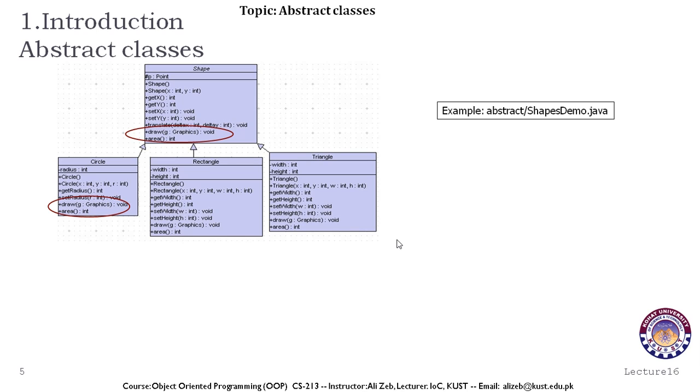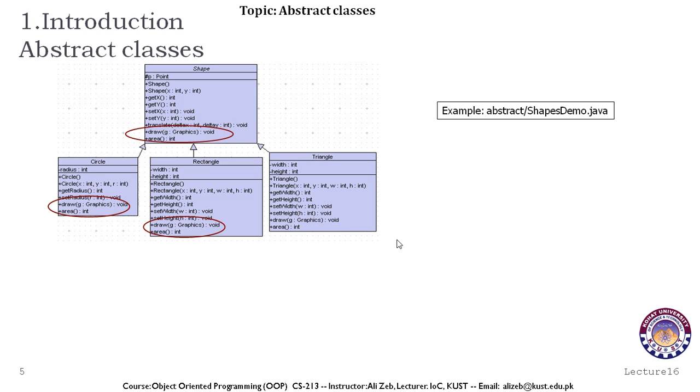We have the draw method and the area method in the circle class. The draw method for the circle class will draw a circle, and the area method of the circle class will calculate the area of the circle. Similarly, we have a draw method and an area method in the rectangle class. The draw method of the rectangle class will draw a rectangle, and the area method of the rectangle class will calculate the area of the rectangle.